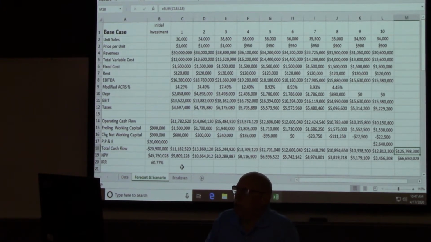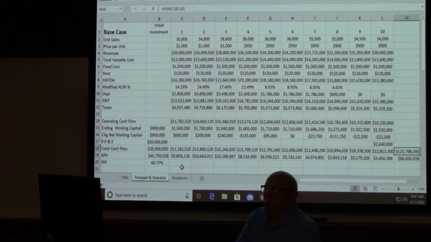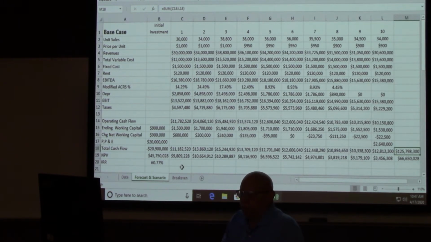So let's look at rent. So rent is $120,000 a year, and our operating cash flow ranges from a low of $10.3 million in year 9 to a high of $15.5 million in year 3. Do you think that we should study rent? And the answer obviously is no. Rent just won't have an impact.